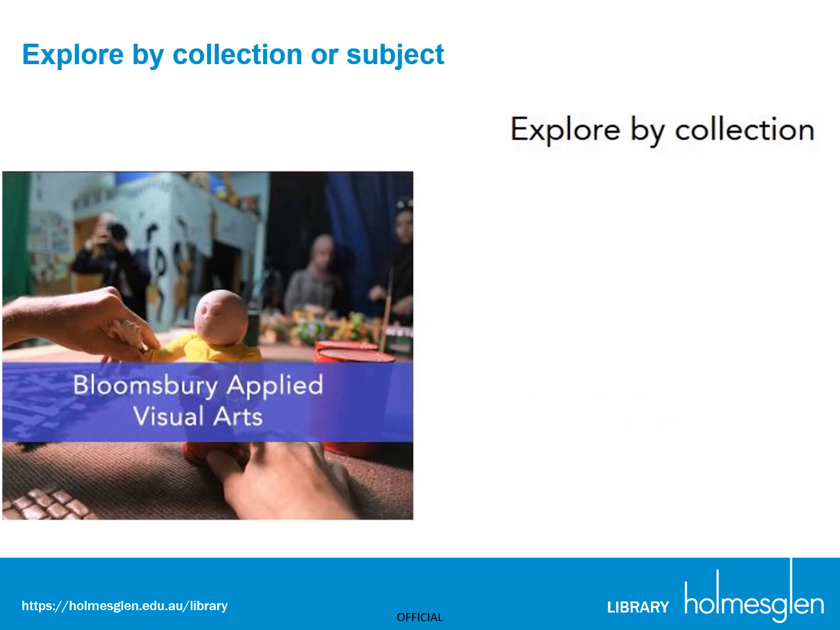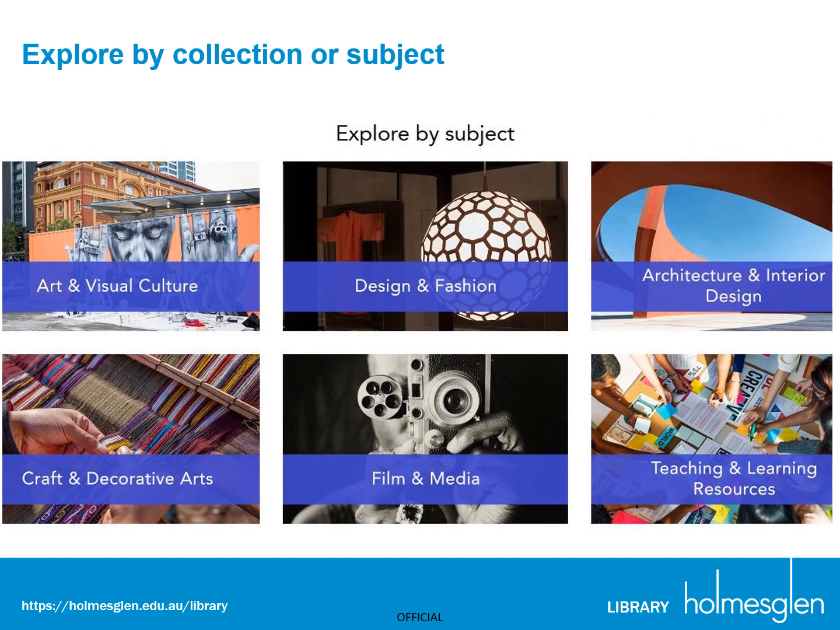Back on the home page, you can scroll down the page to find that you have a couple of different options to explore what Bloomsbury has to offer. The first way is to explore by collection. This will take you to the Bloomsbury Applied Visual Arts collection. The home page also gives you the option to explore by subject. You can select the tile for your subject and select the category of the subject you wish to explore, and it will take you to all the resources available for that category.